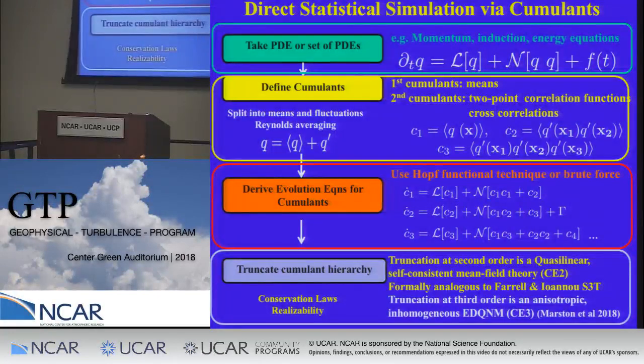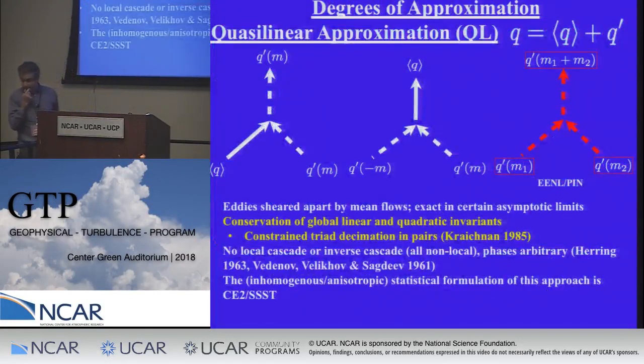Truncation at third order, by setting the projection of the fourth cumulant onto the third cumulant equation to zero, is equivalent to an anisotropic inhomogeneous EDQNM, which we heard about earlier on. Now, these things you couldn't possibly hope to solve analytically, as we heard earlier. So you're just going to use computational methods to try and solve these. But before I show you how well any of these things work, let's go back to these degrees of approximation.